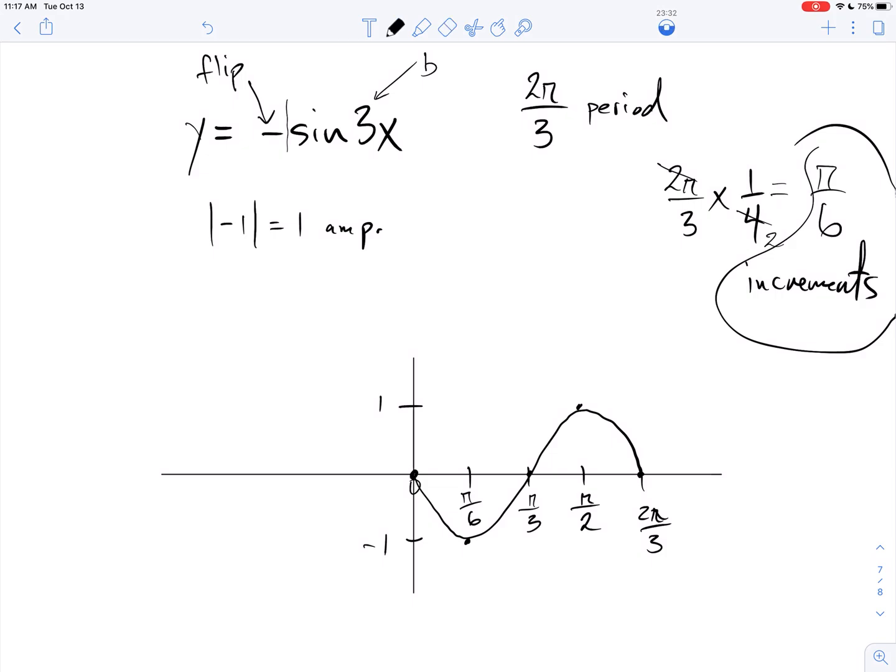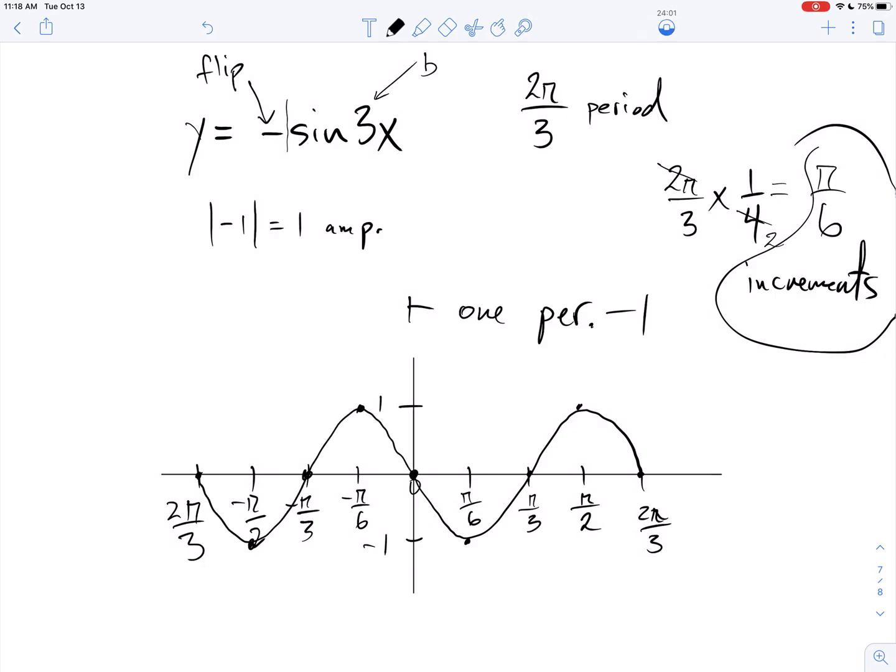Now that I have one entire period graphed, one period is already done, it makes it easy. Just work backwards. I'm going to go negative pi sixths, negative pi thirds, negative pi halves, negative 2 pi thirds. And follow the pattern. I stopped on the line, so I'm going to go above the line, back on the line, below the line, then on the line. And I just keep the pattern going because it is a wave function. And there you go. There's one more period of this function.